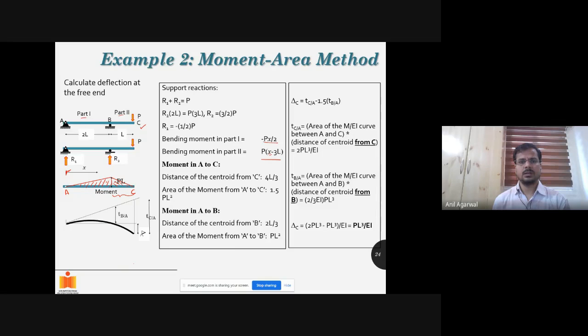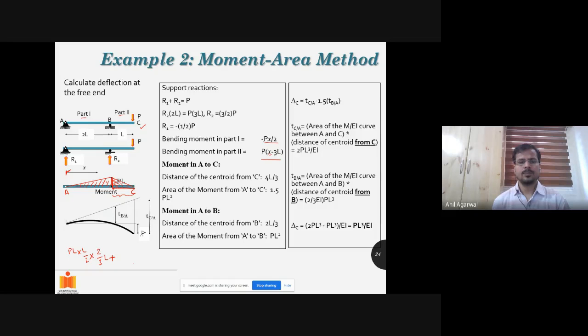We will take this area multiplied by the centroid of this area, first, second part. Then the first part, its area multiplied by the distance of the centroid from here. Okay, so we will go one by one. The second part, the area is equal to PL into L by 2. That is the area. Agreed? Everybody? PL multiplied by L divided by 2. That is the total area. Okay? Multiplied by the distance of the centroid. The centroid is 2L by 3.